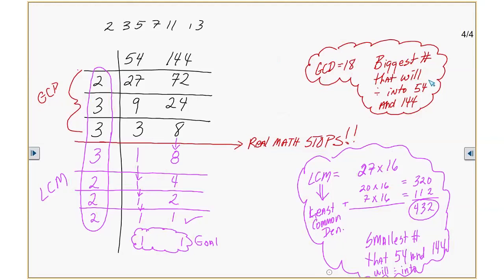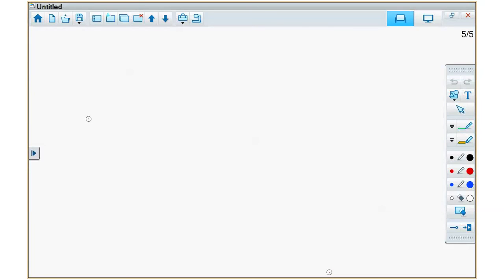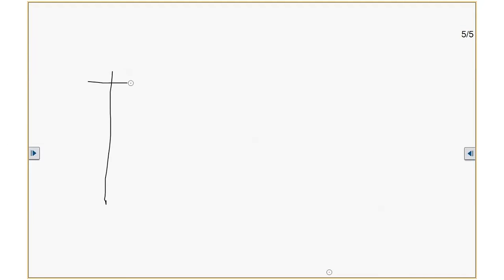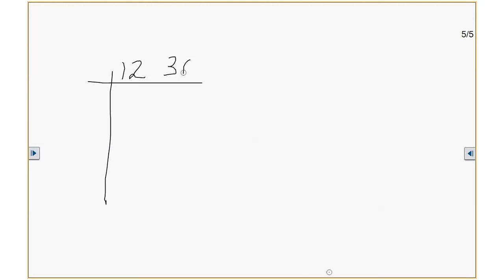All right, let's do one. I'll do an easy one for y'all. Let's go with 12 and 36. Okay? Give me both the greatest common divisor and the least common multiple.